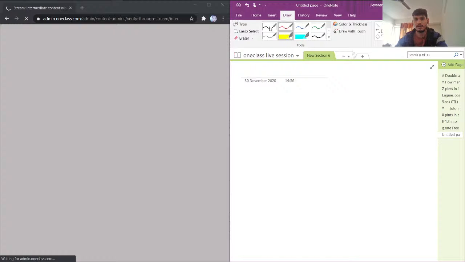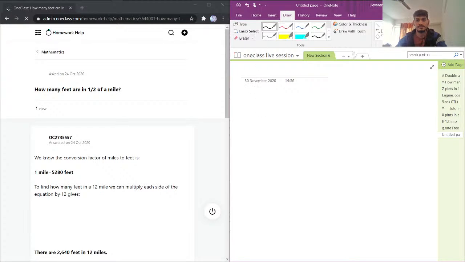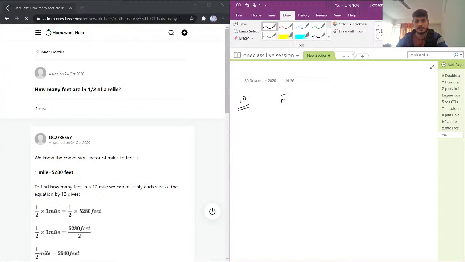Question number 10. This OneNote is not working properly. Question number 10. How many feet are in half of a mile? So feet in half.